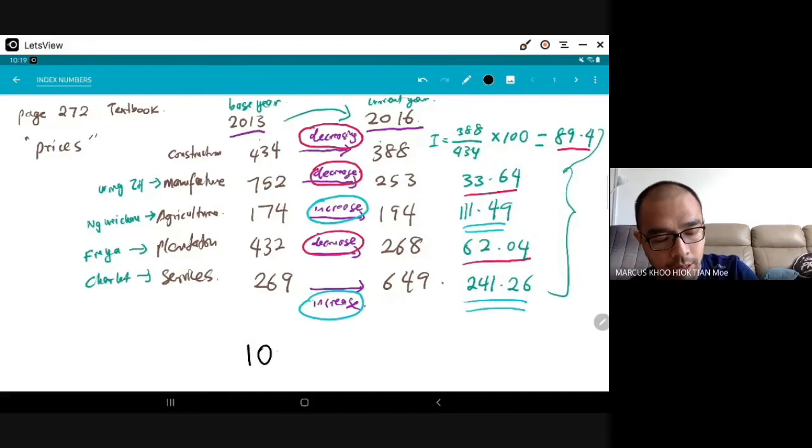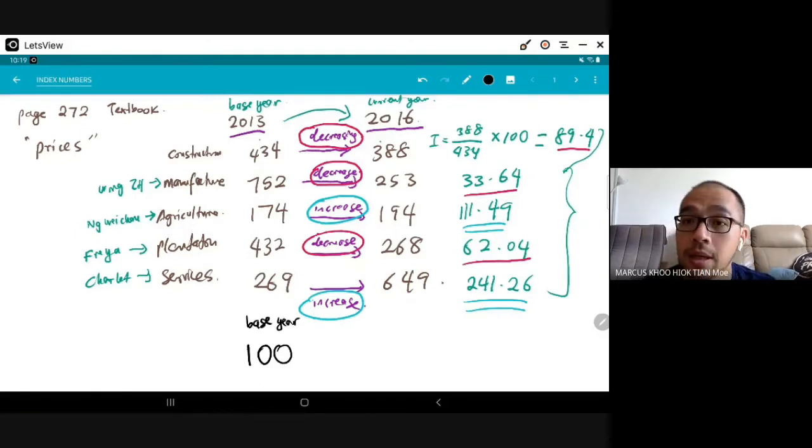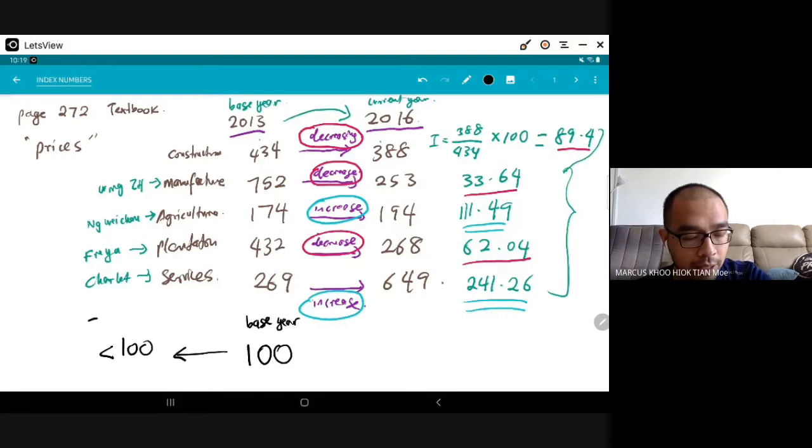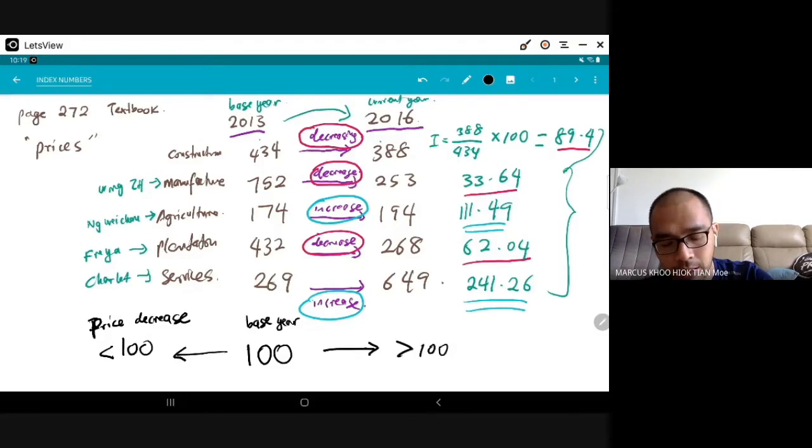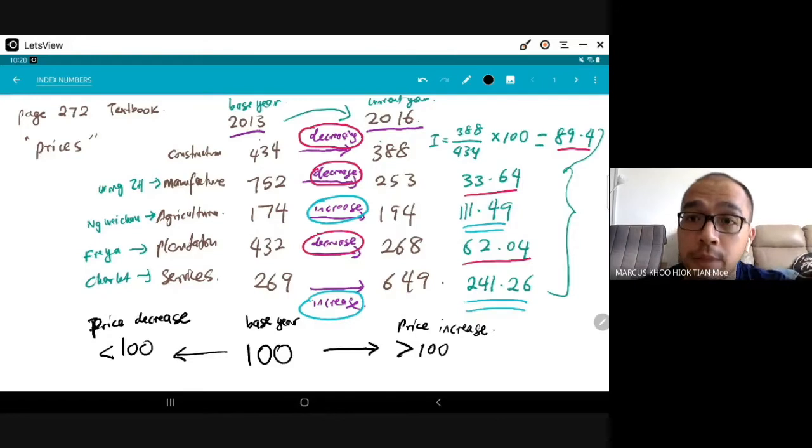If the index number is 100, this is known as the base year. If the number is less than 100, then we find that the price decreased. Whereas if the number is bigger than 100, then we say that the price increased. Okay, this is the first important thing that I want to show you all.